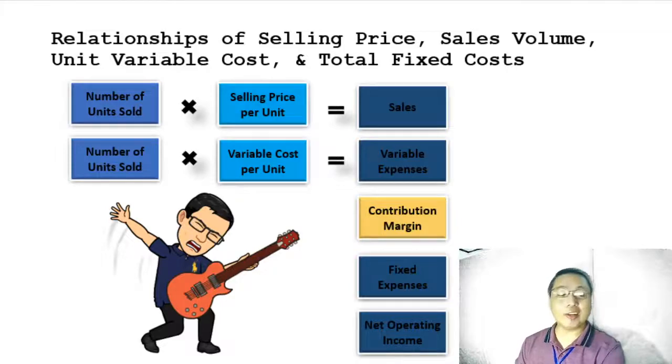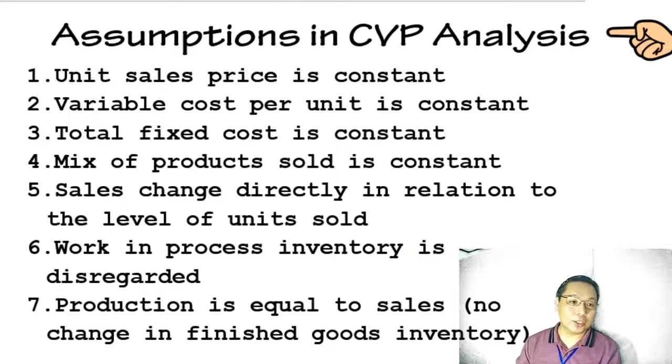So, ano nga uli yung tawag sa sales less the variable cost? You call it the contribution margin. Okay? Yun yung tinatawag na contribution margin. And then, less the fixed cost, lalabas yung ating net operating income. So, balikan natin, reviewin natin ng konti. Ang assumptions class sa CBP is that the unit sales price will be constant. Variable cost per unit is constant.